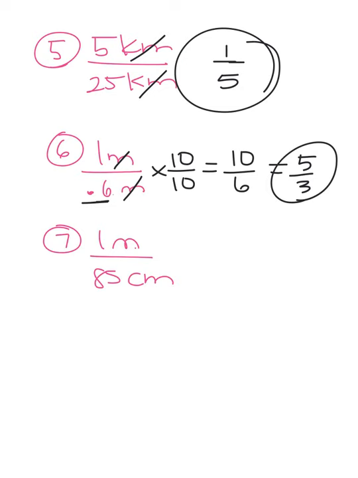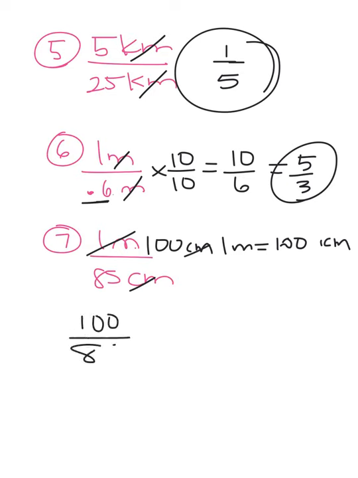Now my last one, number 7, I have 1 meter over 85 centimeters. Now they're not the same unit, so we need to fix that first. Now I know that 1 meter is the same as 100 centimeters. So I'm going to make that change first. So that becomes 100 centimeters in my numerator. My centimeters unit will simplify there, so I'm left with 100 over 85. And in simplified form, that becomes 20 over 17. So that's my final answer right there in the most simplified form.